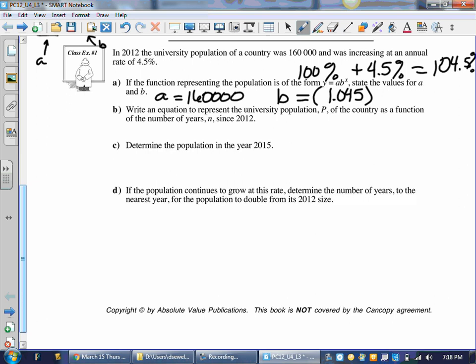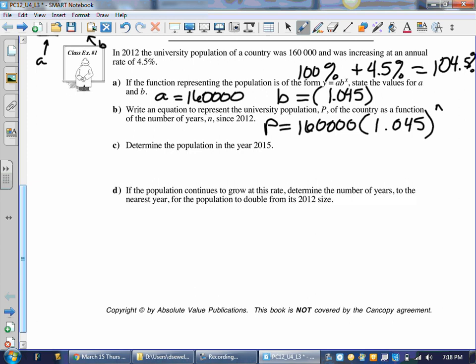Part B says, write an equation to represent the university population, P, of the country as a function of the number of years, n, since 2012. So we're just going to say P is equal to 160,000, that's my initial amount, times my rate of growth to the power of however many years we're going to do this.